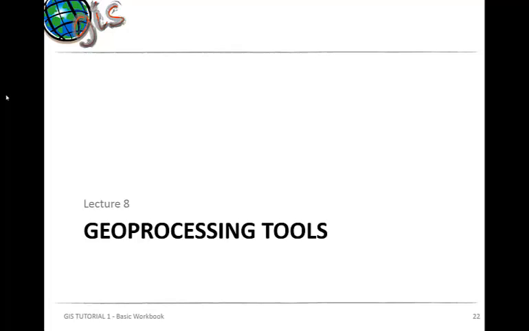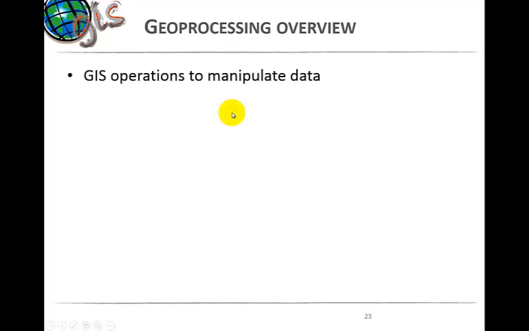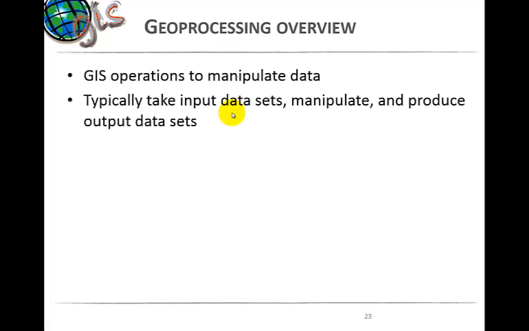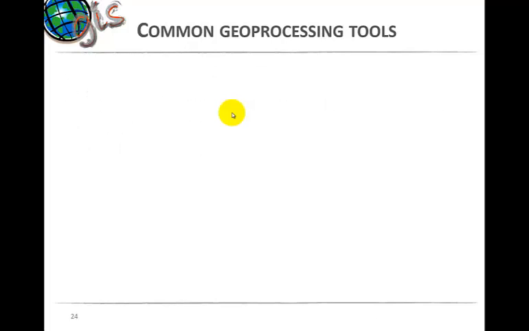Let's talk about geoprocessing tools. So we already have some knowledge of what geoprocessing is. Essentially it is GIS operations to manipulate data. Typically it takes input data sets, manipulates them and produces output data sets. It's sort of like, okay, this is a methodology, you input the data, something comes out, and often you use multiple data sets to actually accomplish a certain goal.